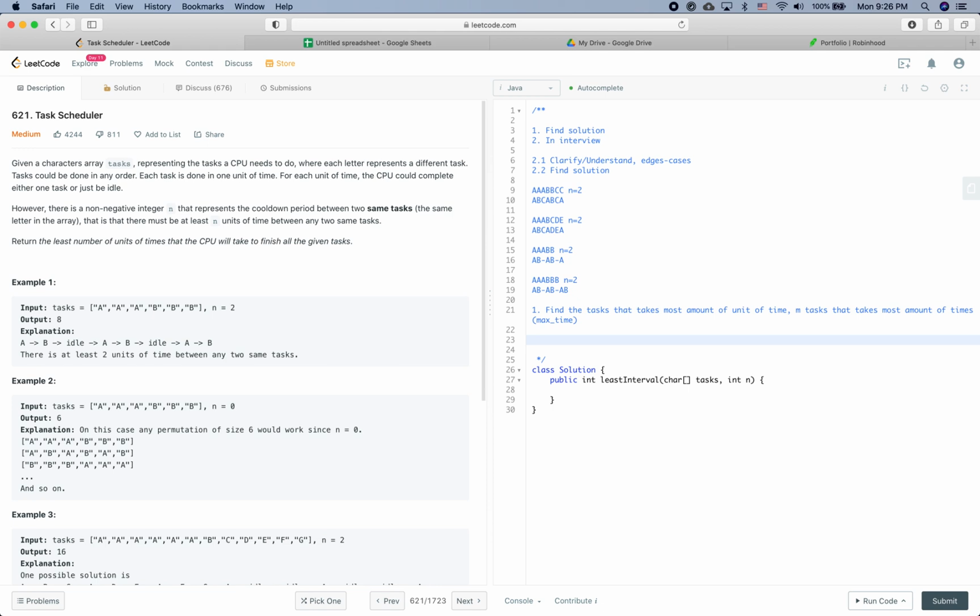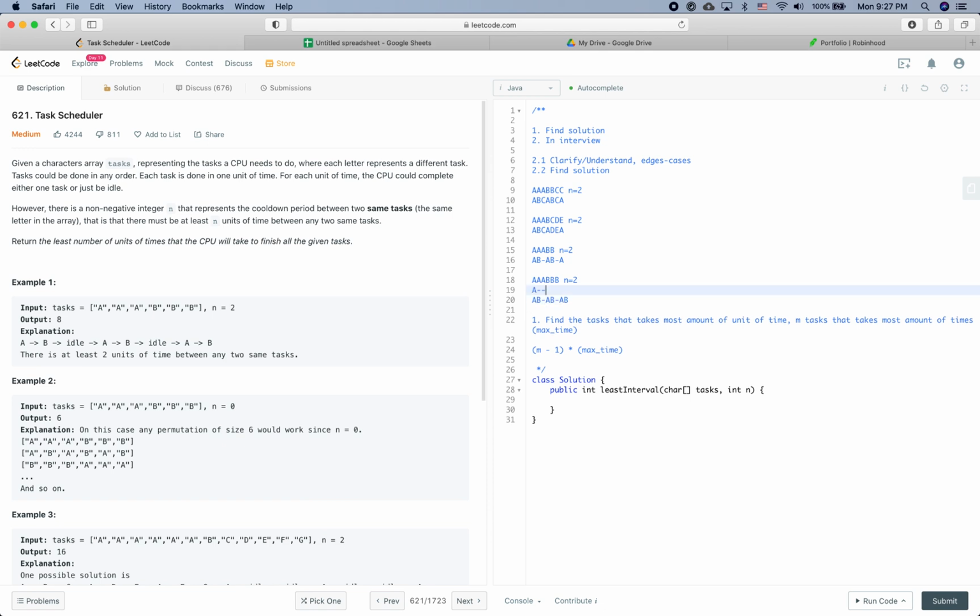Then we could do it mathematically. It would be something like M minus 1 times max time. So M minus 1 times max time represents, for example in line 18, the A B dash and A B dash. Actually, it means A dash dash.